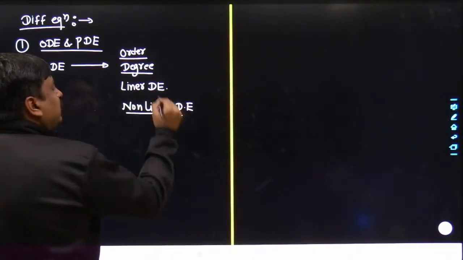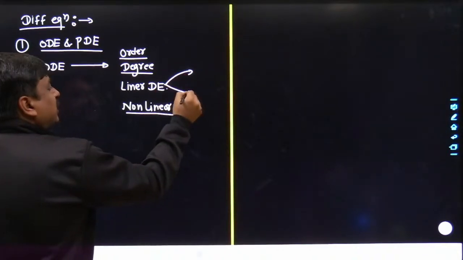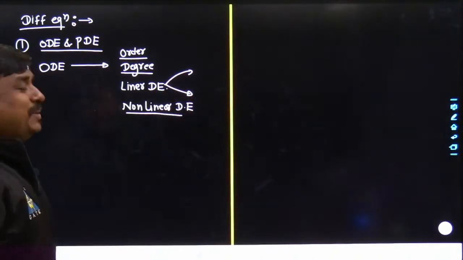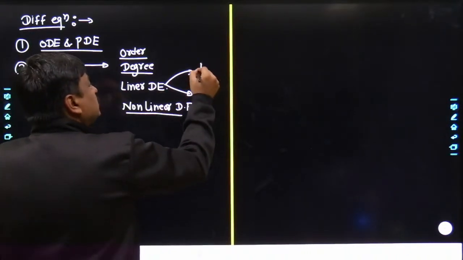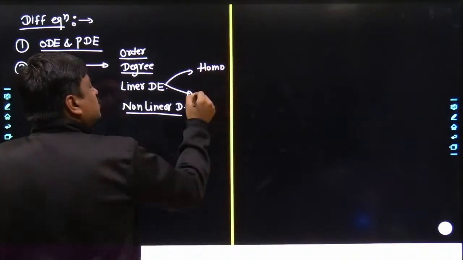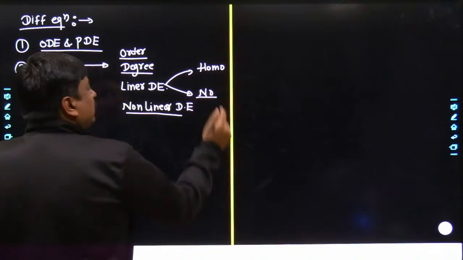And even the linear differential equation can be further bifurcated based on whether the physical input is being applied across the system or not. And now the linear differential equation may become homogeneous or non-homogeneous. Yes, the problems do come from this segment.